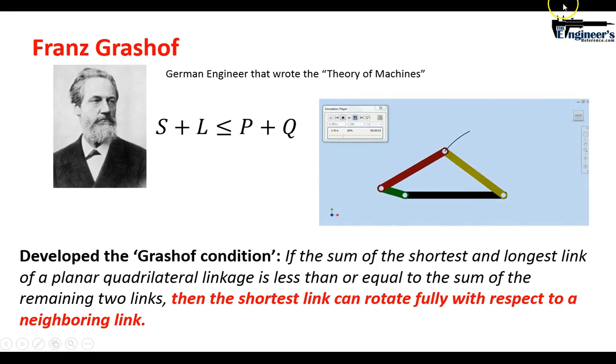And if we look at this little diagram of a 4-bar linkage, what you can see is the sum of the short link, the green, and the black link, the longest link, is less than or equal to this red and this yellow. Now if you were to take these out and lay them out longer, it's pretty intuitive that when this green link is laid out horizontal, this yellow and red would still be longer than it. So the Grashof inequality holds true, and the shortest link can fully rotate with respect to the neighboring link. So that is the Grashof condition and the Grashof inequality.